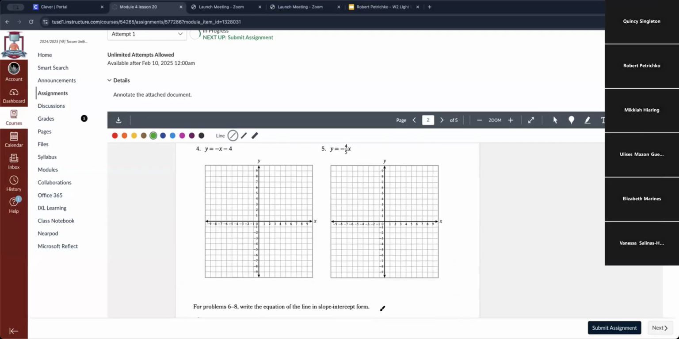Okay, so circle the -4. Okay, right. There you go. So -4 is right. And then do you know what that slope is? If it's a -x, do you know what that is? Negative means you go up 1 over 1 to the left. If it's a negative slope, it goes downhill.